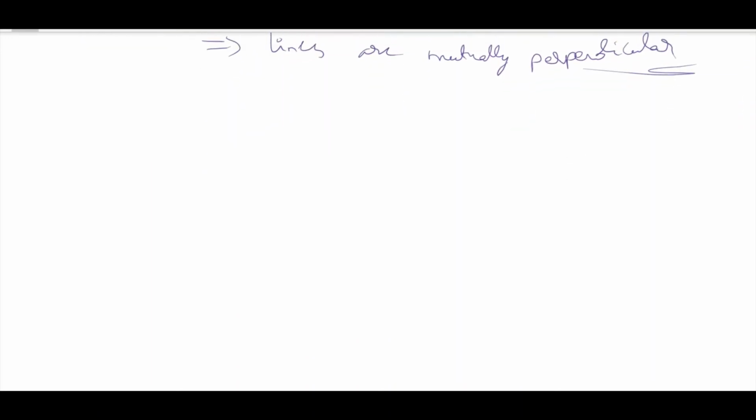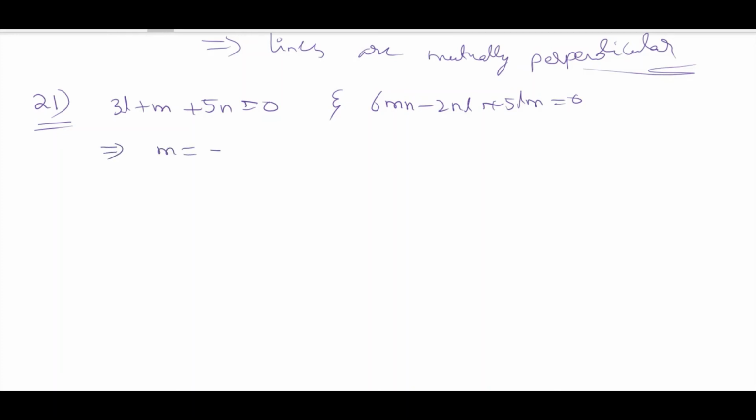Next is 21st question. Find the angle between the lines whose direction cosines are given by the equations 3l plus m plus 5n equals to 0 and 6mn minus 2nl plus 5lm equals to 0. Rewriting the first equation, m equals to minus 3l minus 5n. Substitute the value of m here.